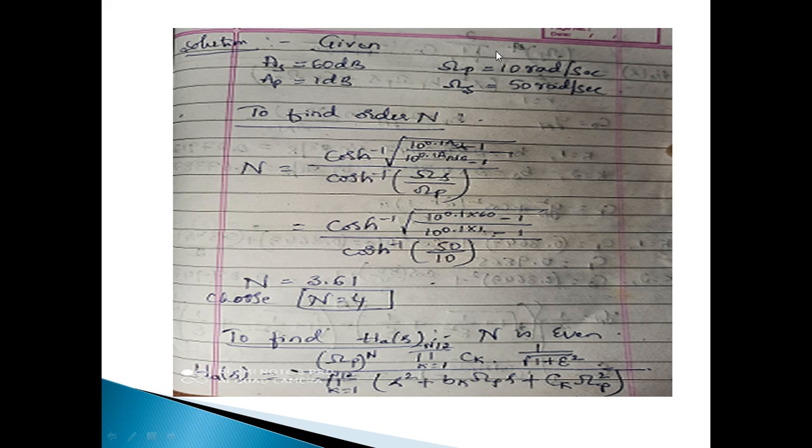Substitute the values of Ap and As, and omega p and omega s, and calculate the N value. We'll get N as 3.61, so we need to choose N as 4. If the order is 4, then N is even.